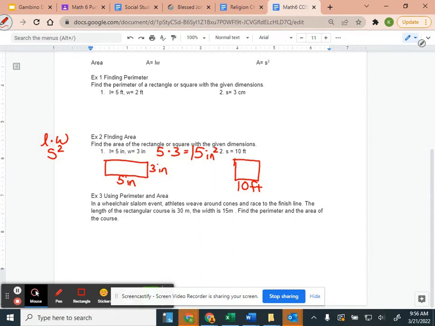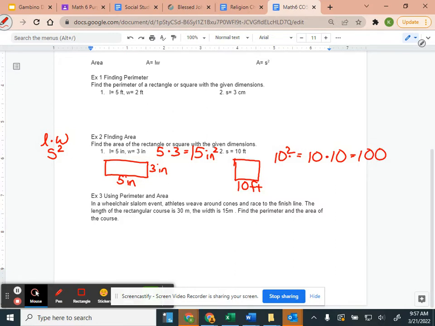Priya? Say it again. Finding the area. Yeah, we're going to do 10 squared, which is the same as saying what? 10 times 10. 10 squared is the same as 10 times 10. What is 10 times 10, Mia? 100. What measurement do I put with this?